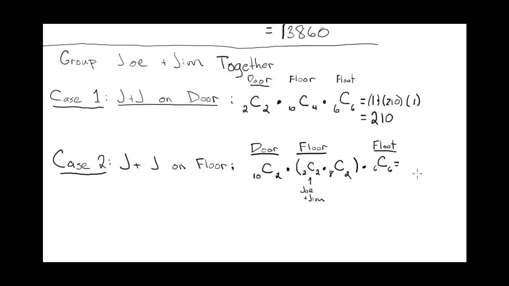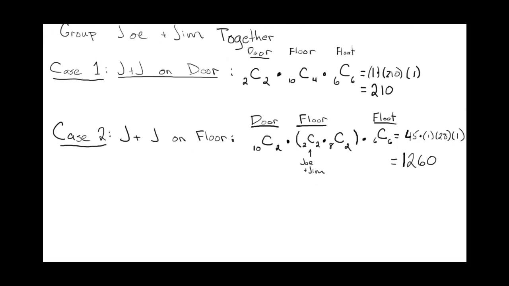So that would be 10 choose 2 is 45 times 2 choose 2 is 1. 8 choose 2 is 28. And 6 choose 6 is again 1. So 45 times 28. Let me grab a calculator. So I got 1,260. And so that's case 1, case 2. Just gotta look at case 3.